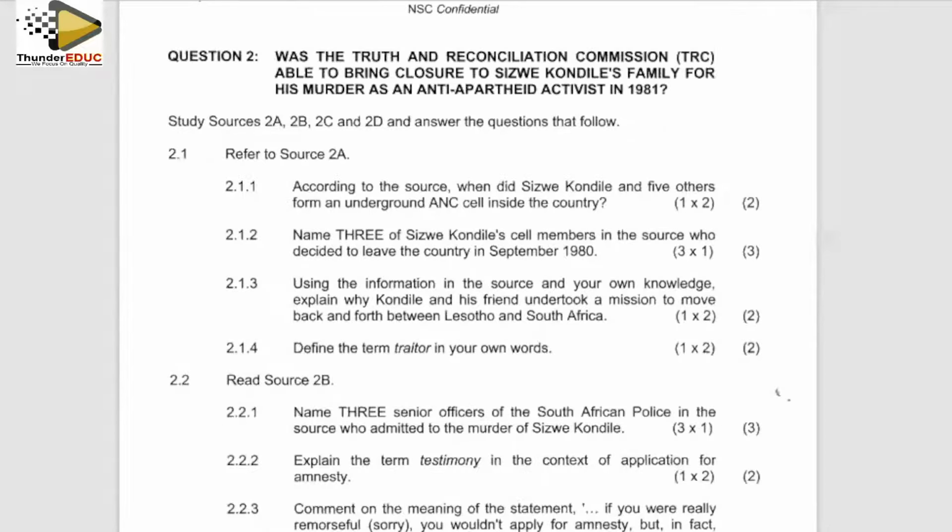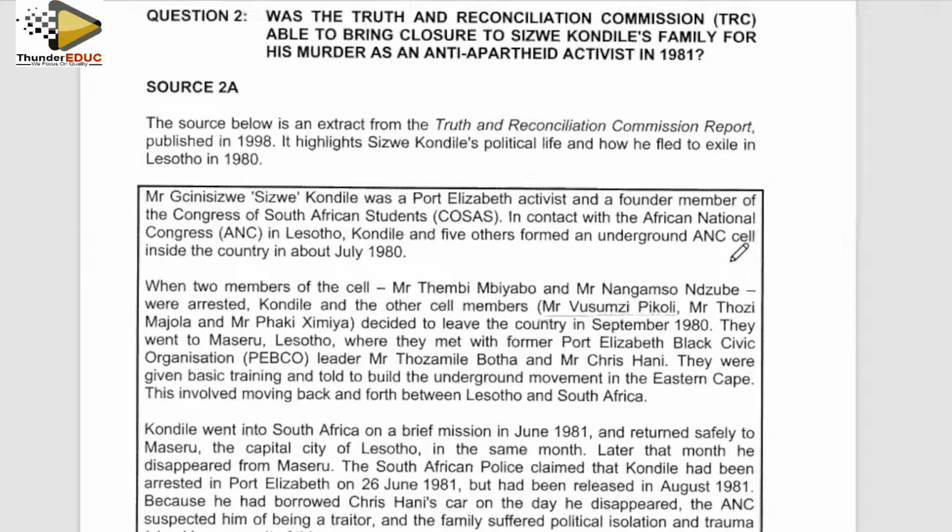Right. What is our first question? According to the source, when did Sizwe Kondile and 5 others form an underground ANC cell inside the country? 1.2.1, it means we have to engage with the source, right? According to the source, we want to find when. It says here, the first statement, the second line in the first paragraph: in contact with the African National Congress, the ANC in Lesotho, Kondile and 5 others formed an underground ANC cell inside the country in about July 1980.